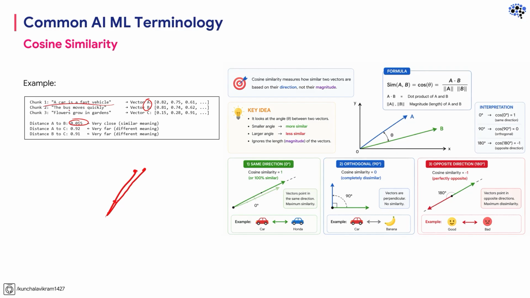I mean, like these sentences. For example, "a car is a fast vehicle" and "the bus moves quickly." The vectors are very close to each other, because when we find the angle between them, it comes out as 0.115. But if you check the case of A and C, and B and C, you can see they are almost equal to 1, which means they are not related to each other.